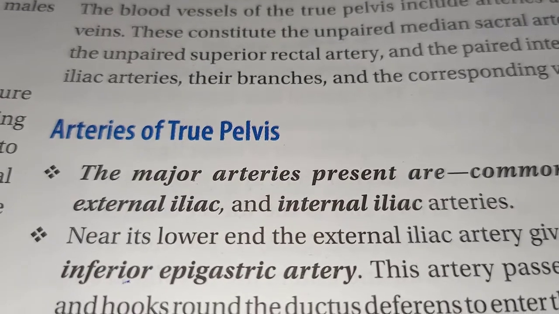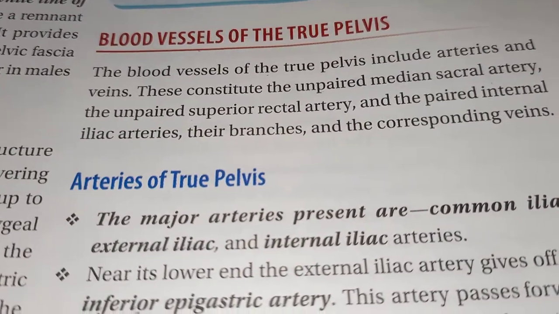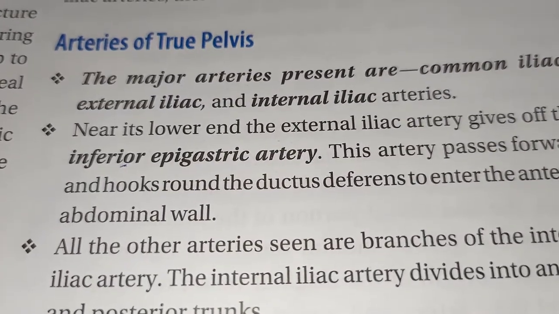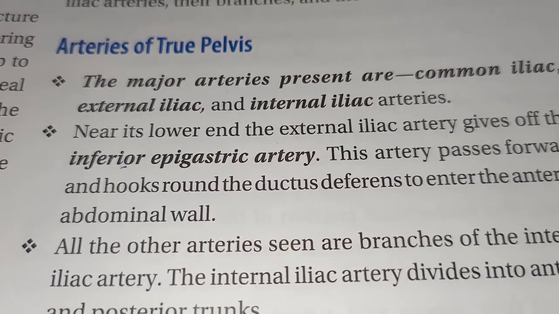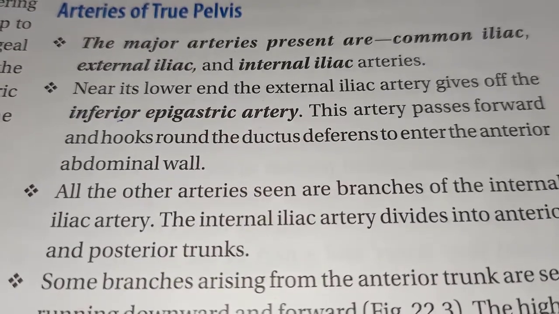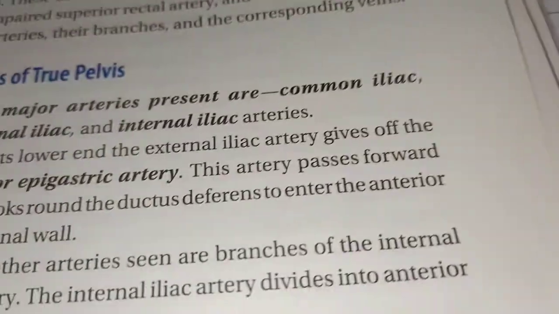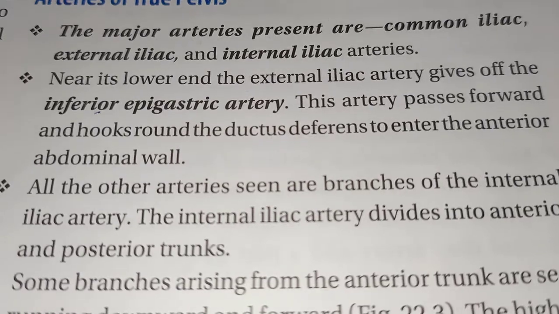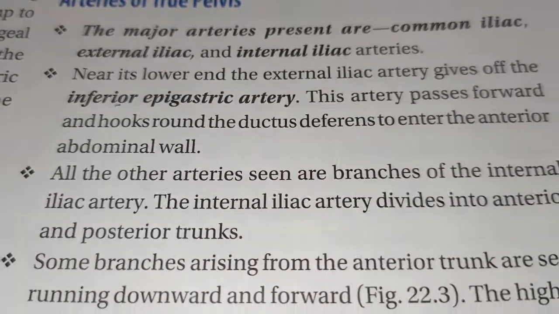Hello students, this is my continuation of my previous video on blood vessels of the true pelvis. In my previous video, I talked about the abdominal aorta and its terminal branches, that is the common iliac, which further divides into external and internal iliac arteries. The external iliac artery gives off the terminal branch, the inferior epigastric artery, which will wind or hook round the ductus deferens to enter the anterior abdominal wall. This I have already talked about in my previous video.